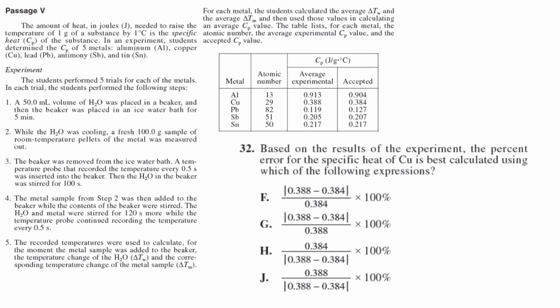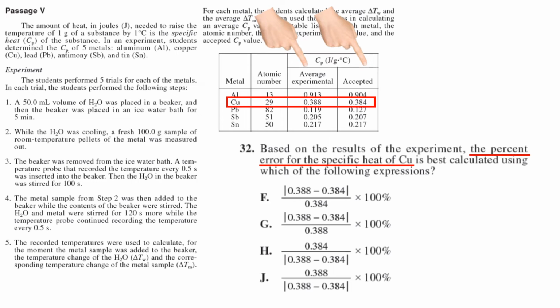Number 32. Based on the results of the experiment, there's a percent error for specific heat of copper. Okay, so what does it mean for the percent error? It's going to be the change from the average experimental to the accepted. Is calculated best using which of the following expressions? So this is a little bit of a math concept. So the accepted is going to be the total, which is going to be on the bottom. So the answer has to be choice F.